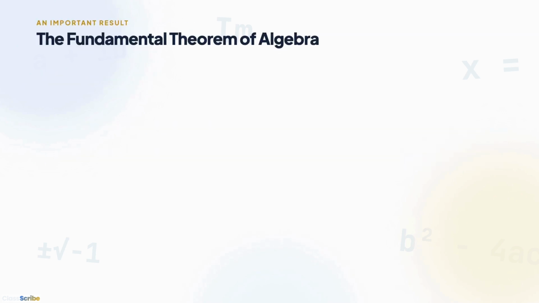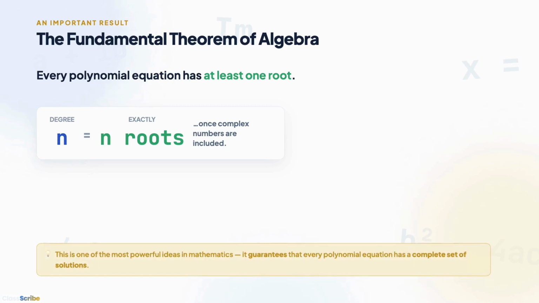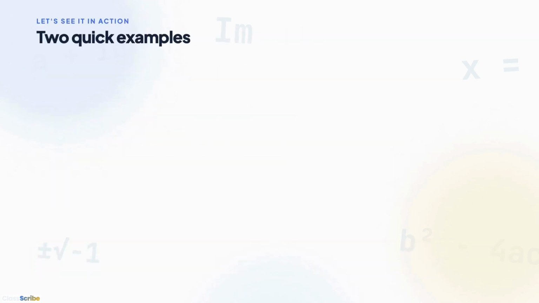An important result related to this topic is the fundamental theorem of algebra. It states that every polynomial has at least one root. In fact, a polynomial of degree n has exactly n roots when complex numbers are included. This is one of the most powerful ideas in mathematics because it guarantees that every polynomial equation has a complete set of solutions. Let's take a simple example.